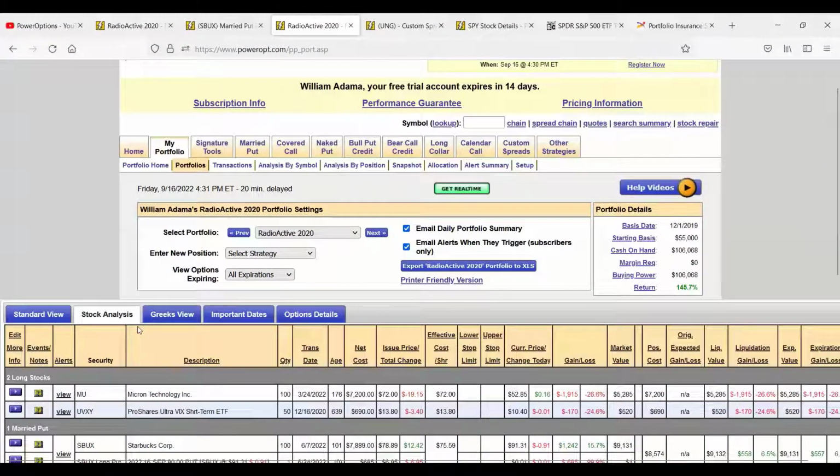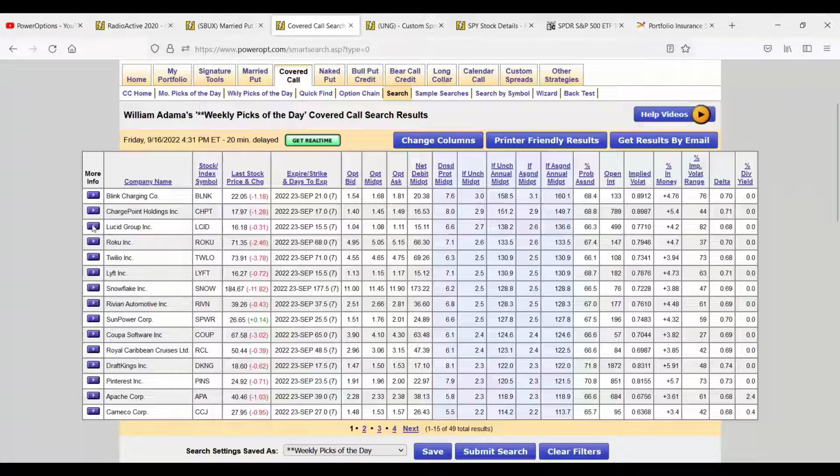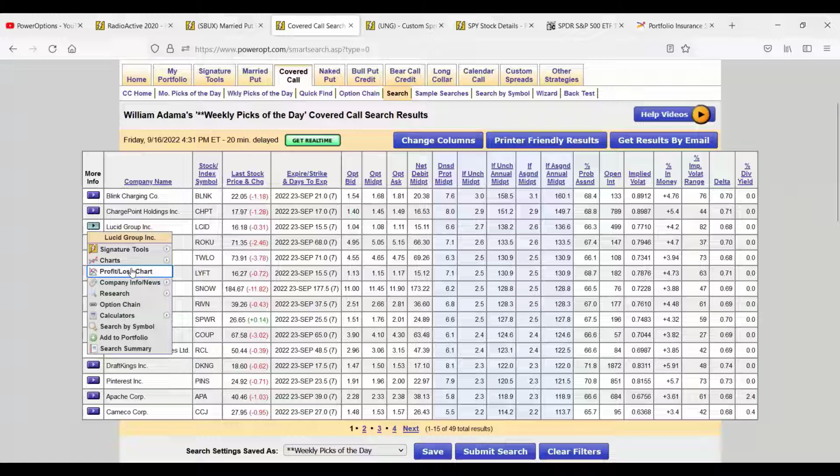The parity trade is more of a manual process. I mentioned that you can compare parity trades, but there's not a button that says you can compare parity trades. What I mean by that is if I was doing a covered call or a naked put, let's do a covered call search. All right, let's just take Lucid. Why not? And I'm going to go to the profit and loss chart.